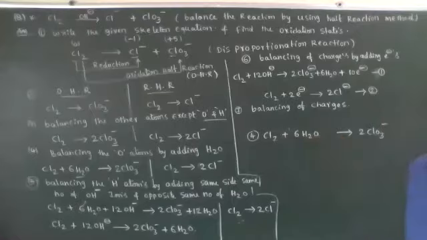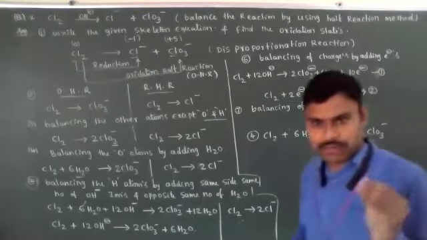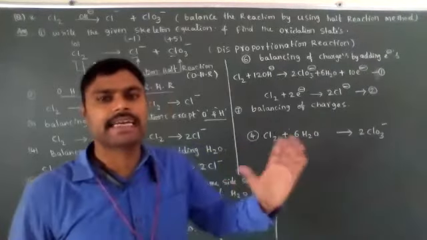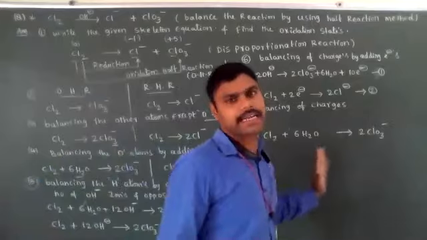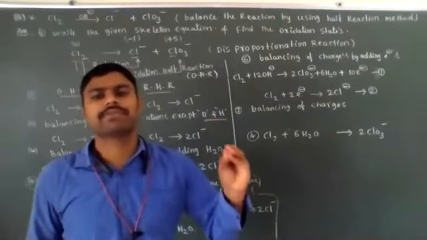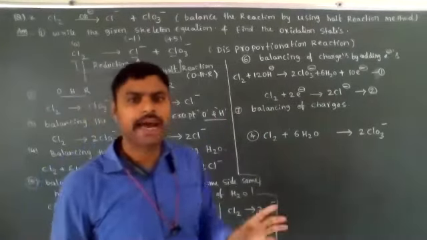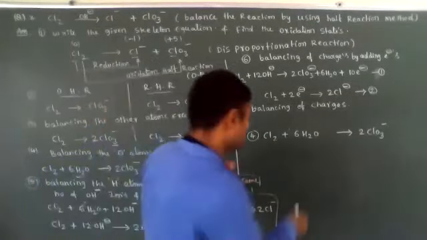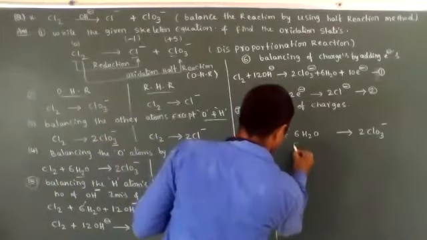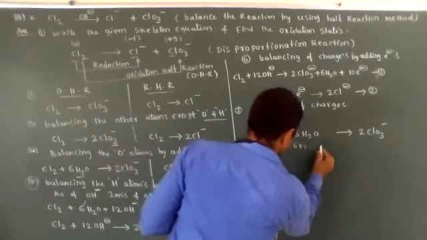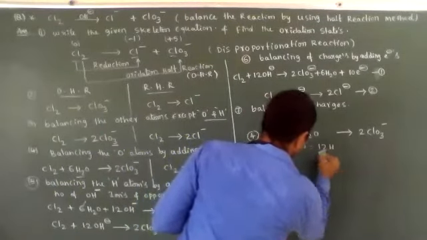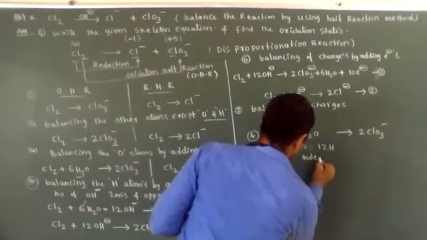Now, balancing of hydrogen atoms. First we have to identify which side, either left side or right side, has more hydrogen atoms; we need to observe. How many hydrogen atoms are more present? 6 into 2, 12 hydrogen atoms more are present.